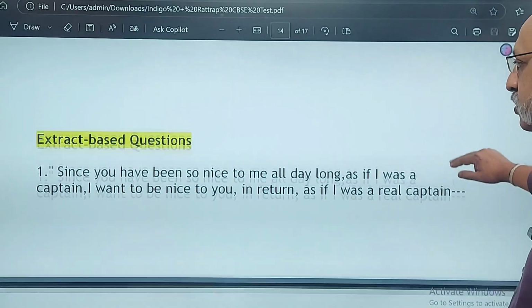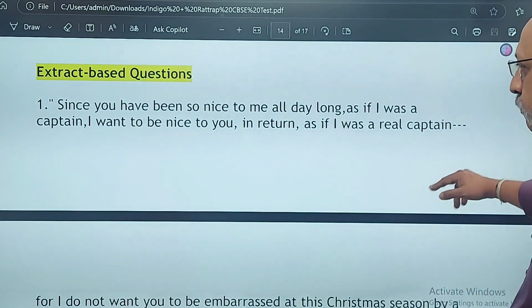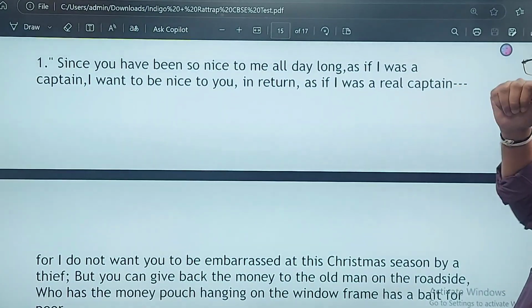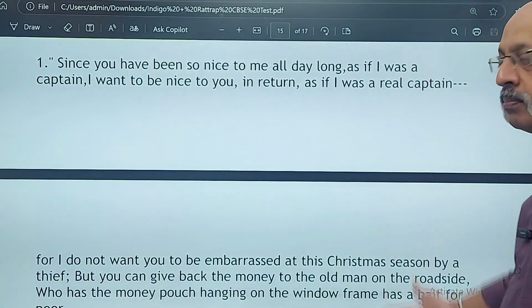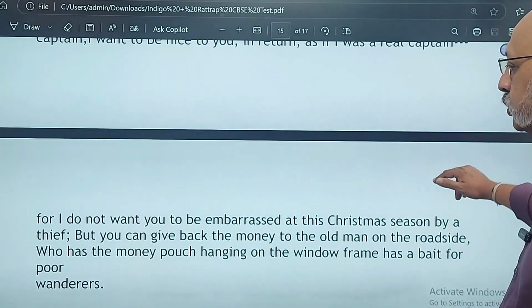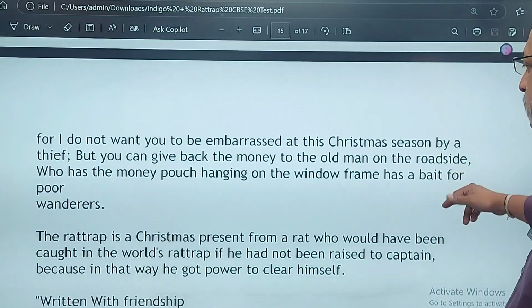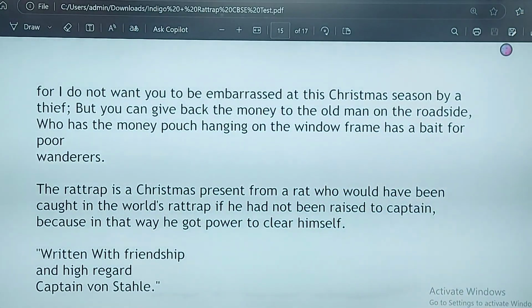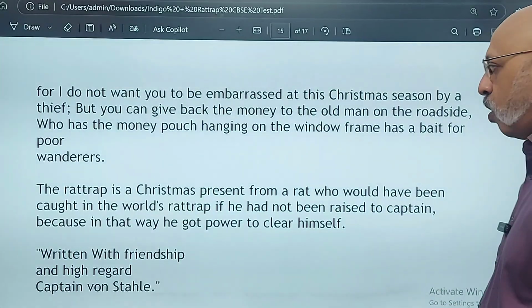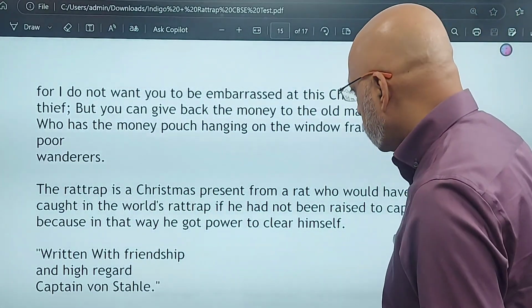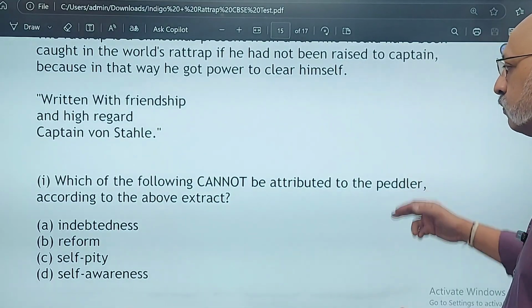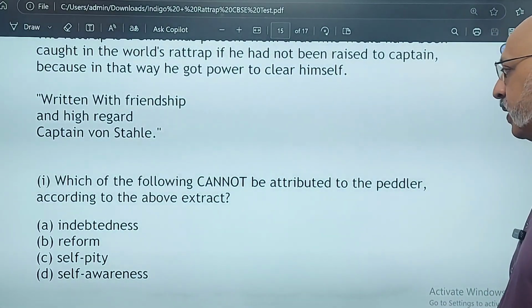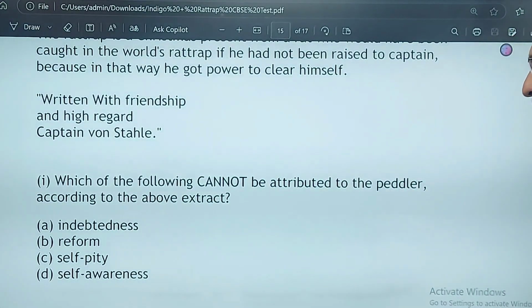Let's look at an extract based question. Please read this and then I will scroll it further down. So this is from the ending of the story, what he writes to Edla, the letter that he had written, signing off as the captain. So this is from the last passage of the story, The Rat Trap. So what are the 2 questions? Which of the following cannot be attributed to the peddler according to the above extract? Is it indebtedness, reform, self-pity, or self-awareness?